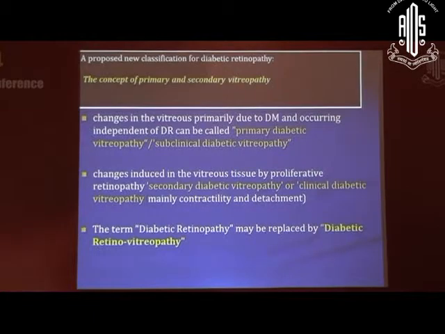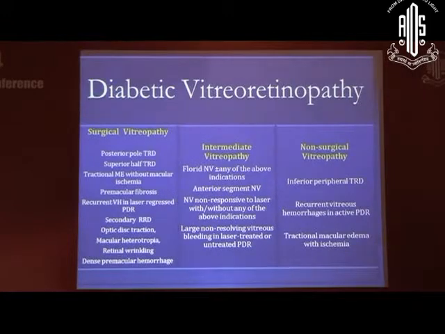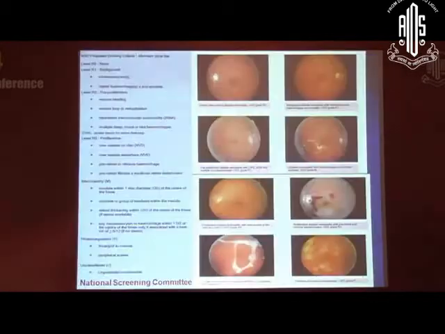Okay. The concept, as we told, is moving from retinopathy to vitreopathy. We now tend to concentrate more on the changes in the vitreous also. For example, the retinopathy has been further classified into surgical vitreopathy, intermediate vitreopathy and non-surgical vitreopathy. Basically, whether to operate, whether to observe, whether to treat. This was a classification from the literature described by Dubé et al. We are moving into more of a concept of a diabetic vitreoretinopathy than a diabetic retinopathy.